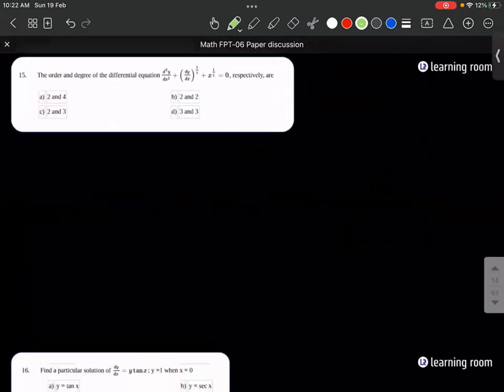15. The order and degree of the differential equation d square y by dx square plus dy by dx the whole power 1 by 4 plus x power 1 by 5 is equal to 0 respectively is. Sir, option A, sir. 2, 4. Yes, sir. Correct.